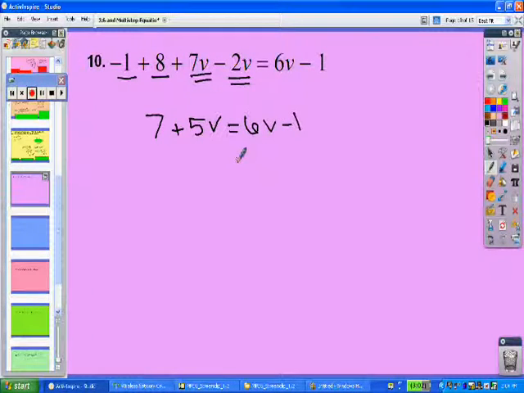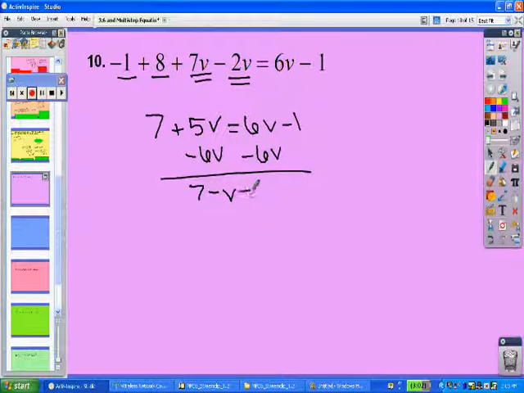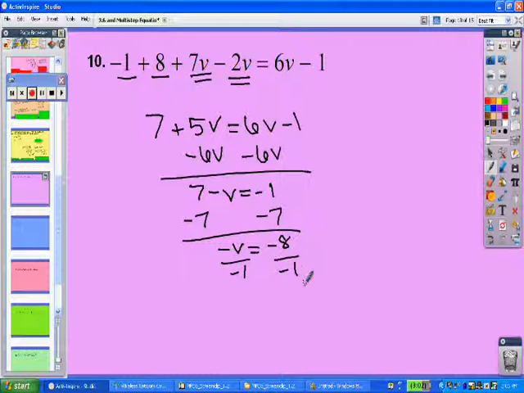Now I'm ready to get the variables on the same side, so I'm going to subtract 6v from both sides. So I get 7 minus v equals negative 1. Get the numbers on the same side, I would have to subtract 7. So I get negative v equals negative 8. Remember, there's a negative 1 in front of that v, so I'm going to have to divide by negative 1. So my final answer should be v equals 8.